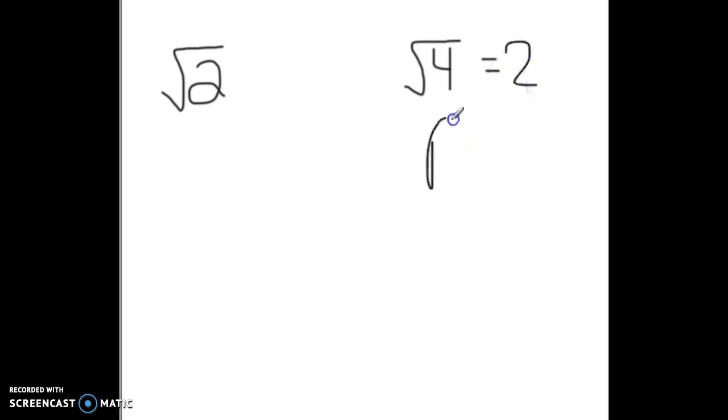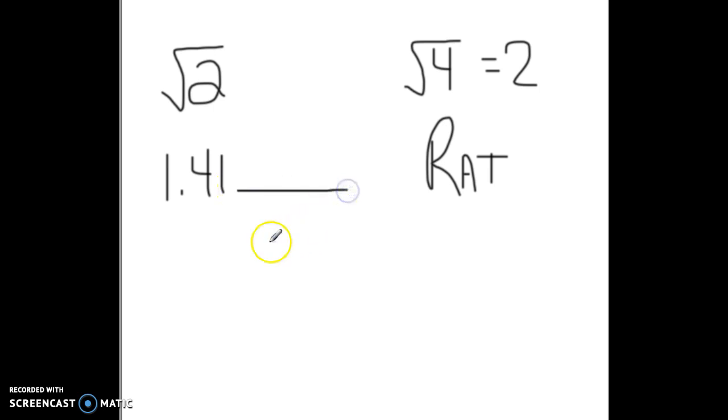Now, let's talk about something called a square root. If we have the square root of 2 versus the square root of 4, most people can tell me that the square root of 4 is 2. So that one will be rational because it comes out a whole number. But we have a whole lesson on estimating the square root of 2. It starts out 1.41 something something something, and it goes on forever and ever. It never ends and never repeats.